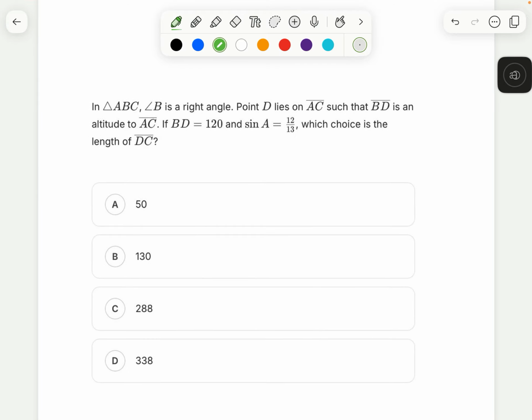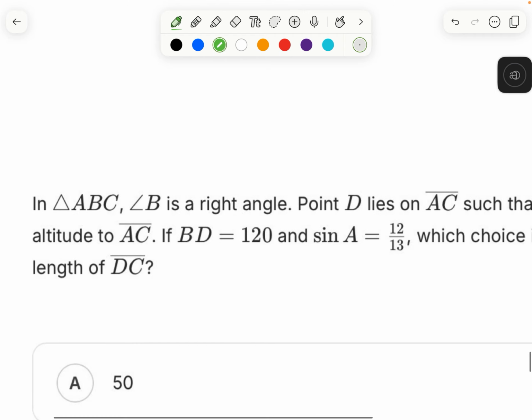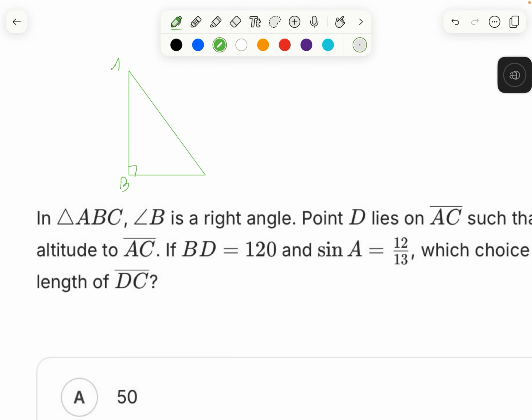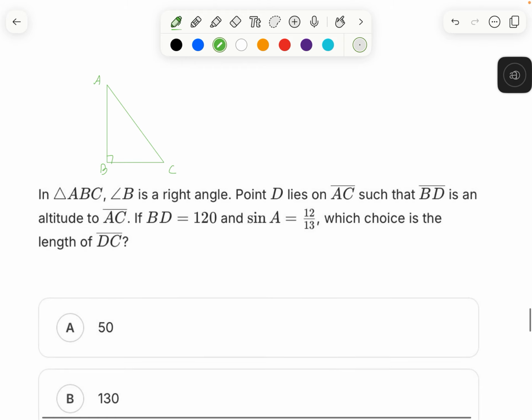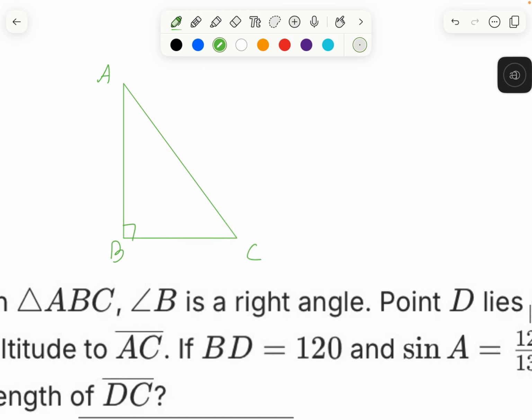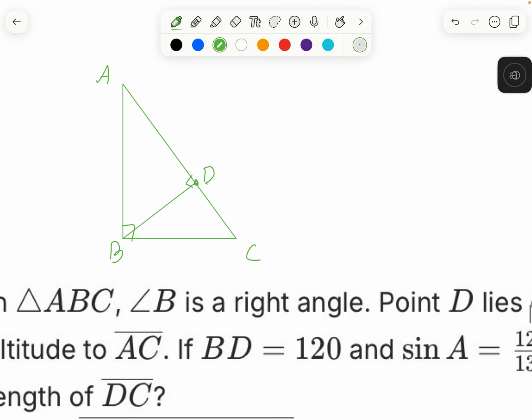Okay, so here we have triangle ABC where angle B is a right angle. So I'm going to be drawing a diagram as we read the problem. So we have angle B, that's the right angle. Point D lies on AC such that BD is an altitude to AC. So BD is an altitude there.